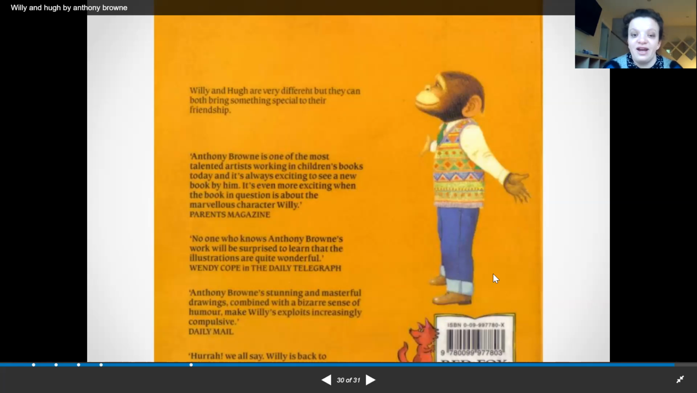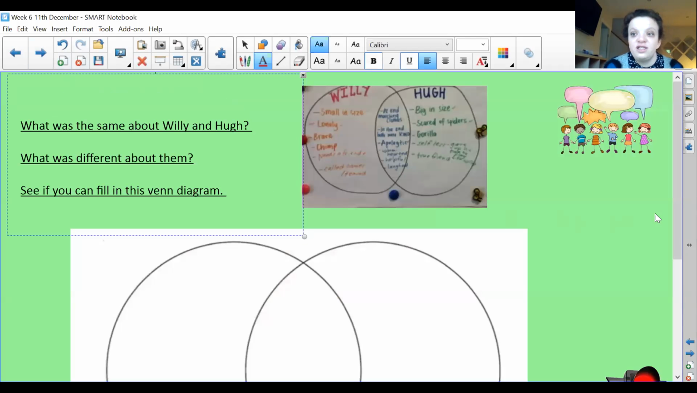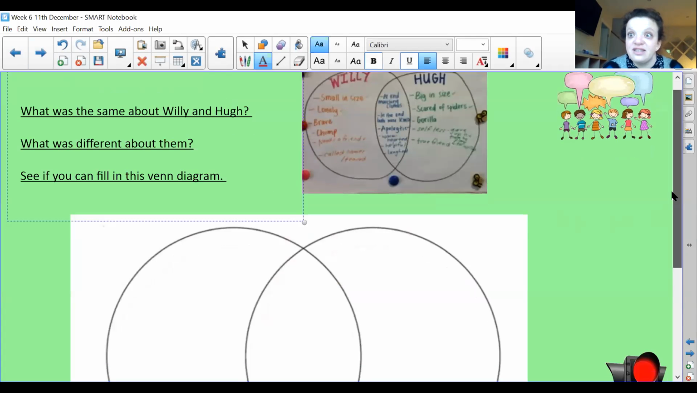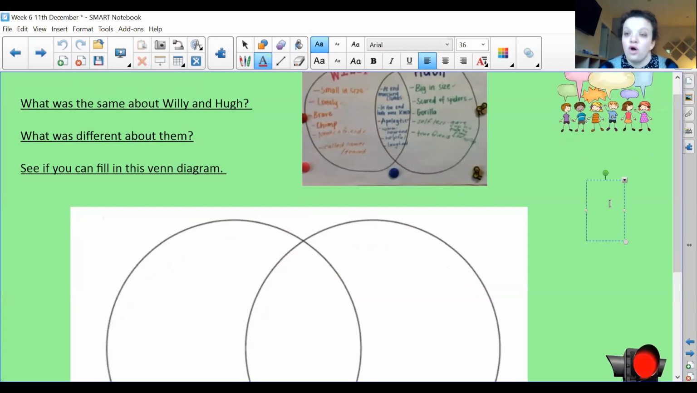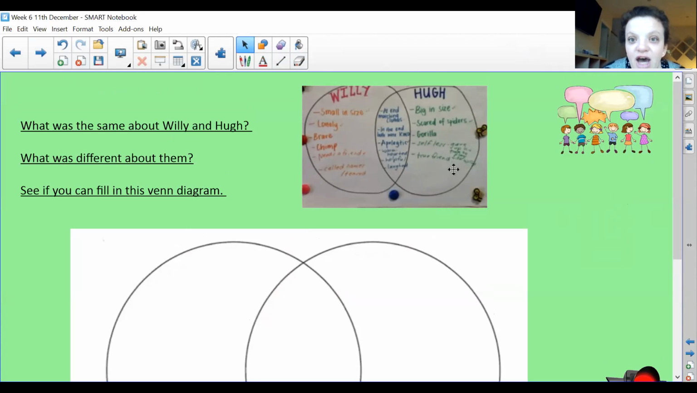So I'm going to stop sharing and we're going to have a little talk about this. We have just been listening to that story and we found there were lots of things that were different about Willie and Hugh, but lots of the things that were the same. So I found this example of somebody that had a go at looking at the differences between Willie and Hugh and putting them in these circles, and then the things that were the same about them.